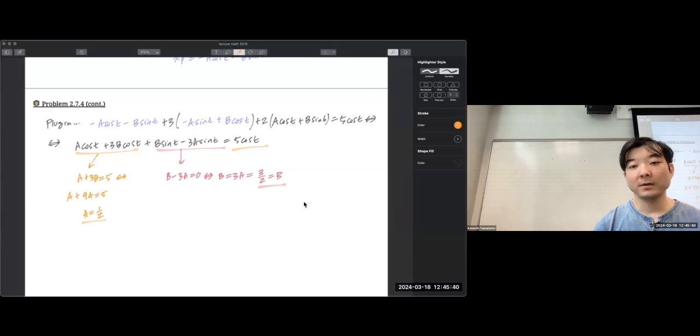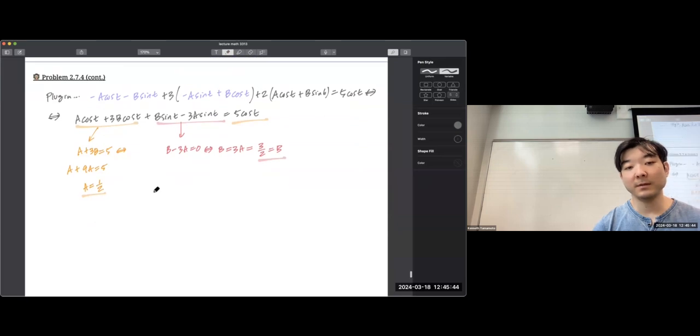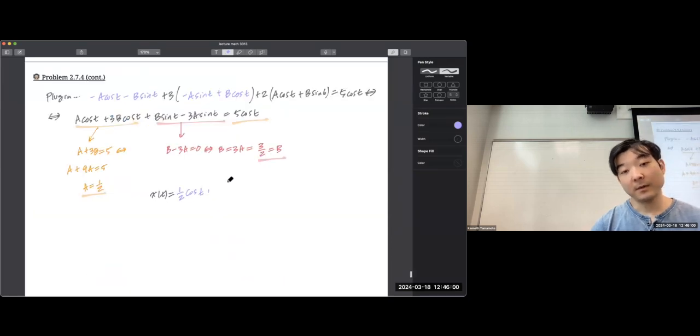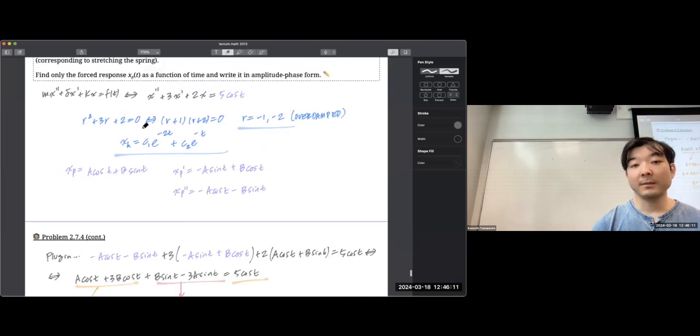And so our solution is going to be, eventually, taking the general solution, the particular solution plus the homogeneous. So in this case, your particular solution will be half of cosine of t plus the 3/2 sine of t, plus the homogeneous solution. The homogeneous solution is this thing right here.